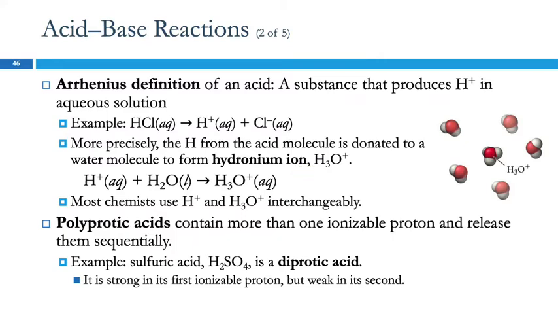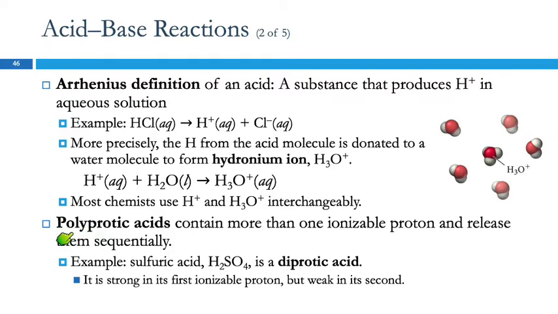Most chemists are going to use H+ and H3O+ interchangeably, because just using H+ can make writing the equations much simpler. But we have to keep in the back of our mind, there's really no such thing as just a hydrogen ion by itself. That's not going to happen. It is going to be H3O+. So acids have ionizable protons. Hydrogen ion is a proton.